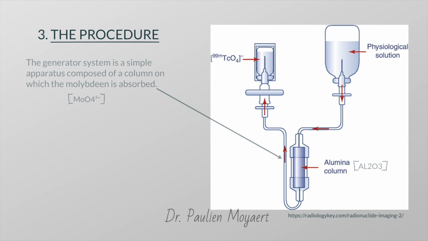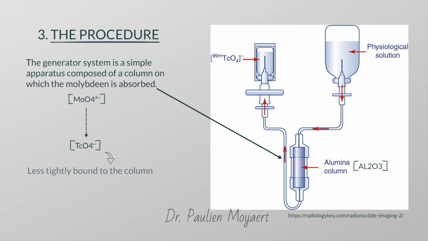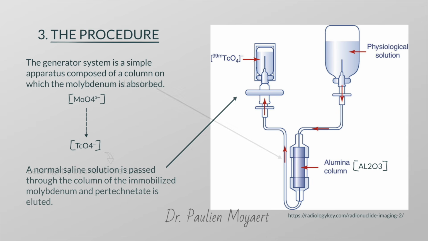The generator system is a simple apparatus composed of a column of alumina on which the molybdenum is absorbed due to its very high affinity for alumina. Molybdenum decays to form pertechnetate, which is less tightly bound to the column because of its single charge. Next, a normal saline solution is passed through the column of the immobilized molybdenum and pertechnetate is eluted. This radioisotope is ready for injection or for the preparation of other radiopharmaceuticals.